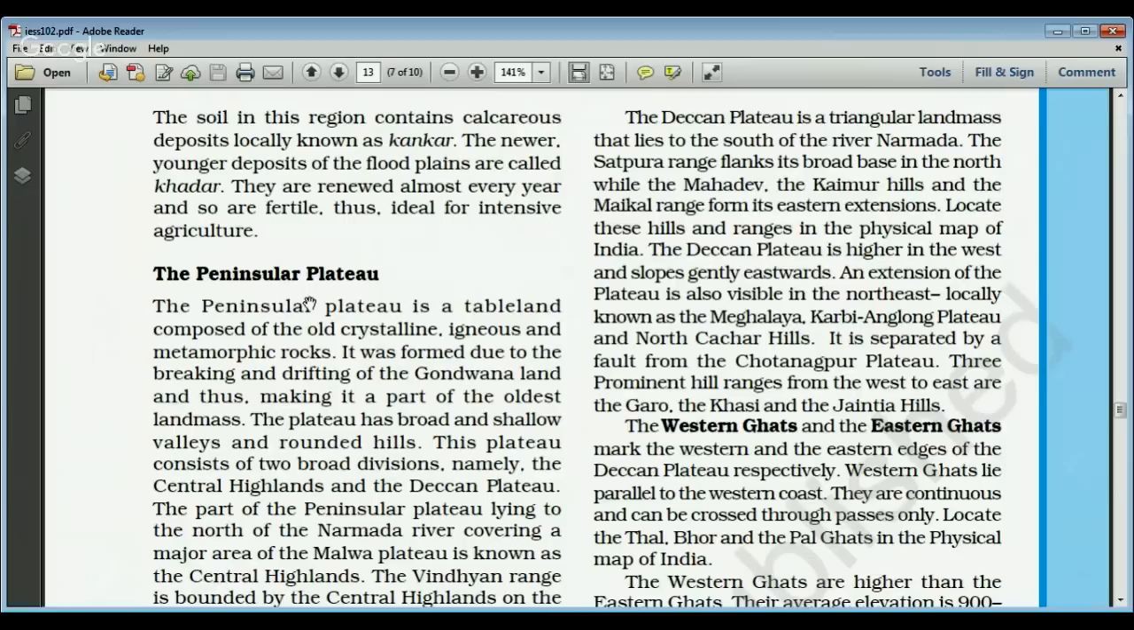There are various types of hills and ranges, and this is fact-based information, so there is nothing to understand here. You need to read two or three times, or listen to this video two or three times, to remember all these things. You should also locate these hills and ranges on the physical map of India, and only then will you come to know about all these hills and mountain ranges.